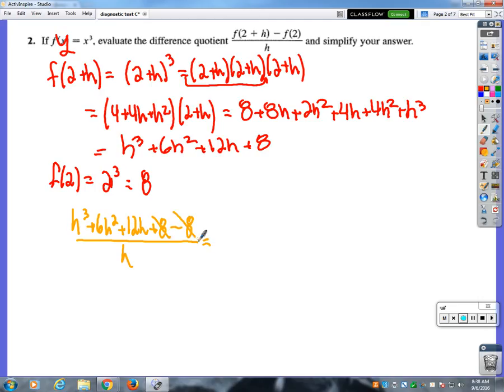Right, just take an h out of there. Nice. Now these 3 terms all have h's in them, so I can factor an h out of each term. So that's h squared plus 6h plus 12. And then since I factored out that h, I can cancel this one here with that one there. And my final answer is h squared plus 6h plus 12.